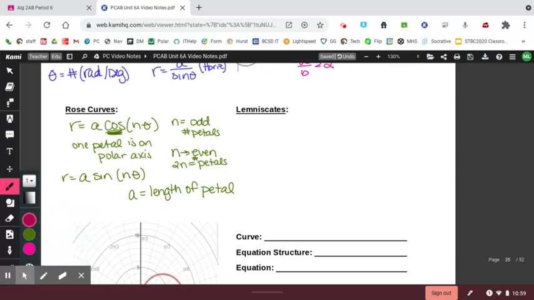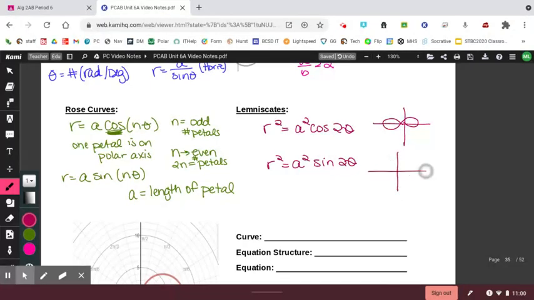All right, and then our lemniscates: r squared equals a squared cosine 2 theta, or r squared equals a squared sine 2 theta. Cosine 2 theta, like all the other cosine ones, will be symmetric over the polar axis. And sine will be diagonal. And remember that how far out it goes is a.